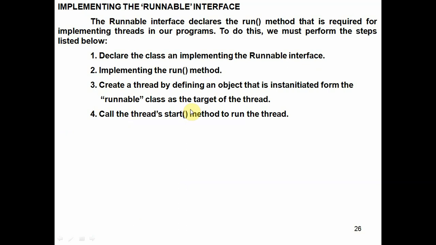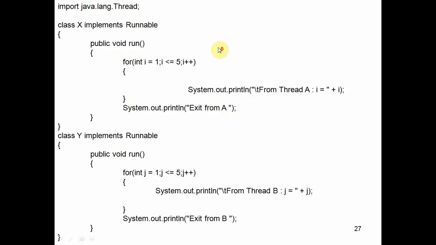Okay, so that is the first way of creating threads. Then the second way, implementing the Runnable interface. This is another way for creating threads. Directly we go to see the program. Here class X implements Runnable. Because Runnable is an interface, we need to use the keyword implements. The Runnable interface also contains one abstract method. The class X needs to override that abstract method.